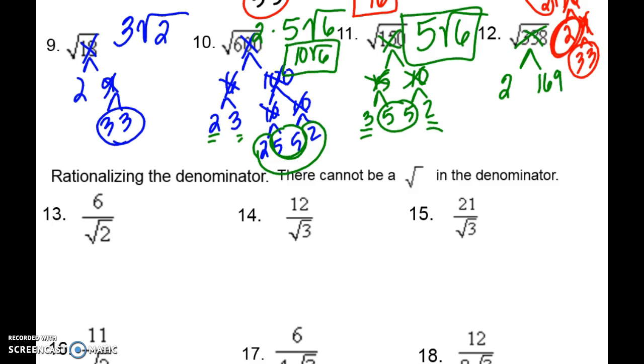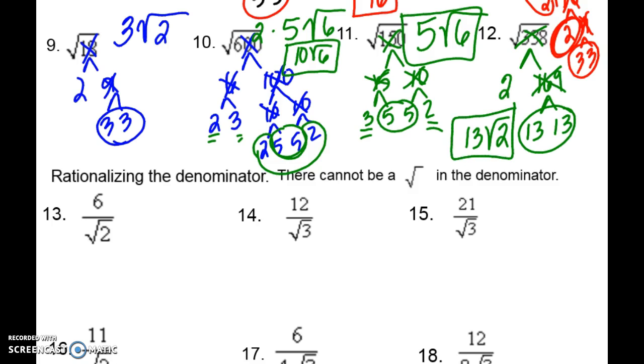How can I break up 169? 13. Very good. So they're not always going to be easy, are they? So I'm going to have a pair of 13s. That gets to come outside. And the 2 is going to stay inside. 13 square root of 2 is the answer.